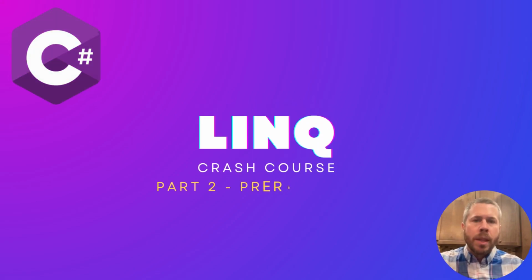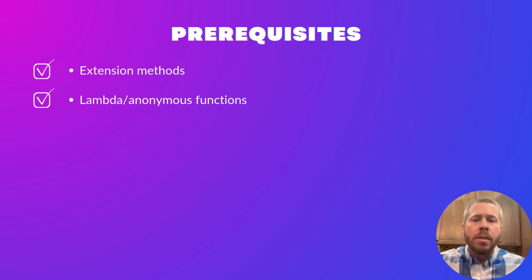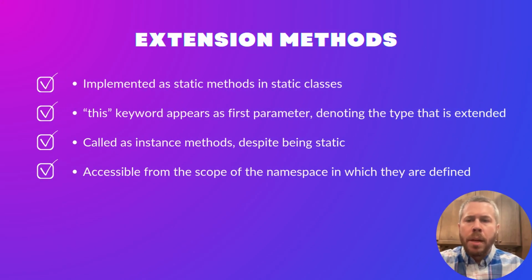Before we start coding with LINQ, I want to make sure you're familiar with a couple C# language features. This will ensure that you're able to follow along well when we start coding and going through documentation. The two features are extension methods and lambda or anonymous functions. These will come up a lot. Let's start with extension methods.